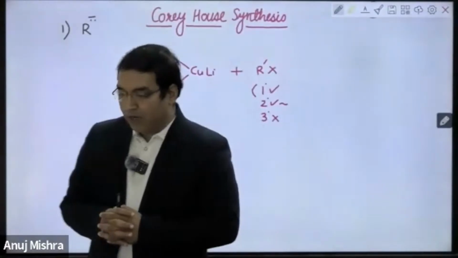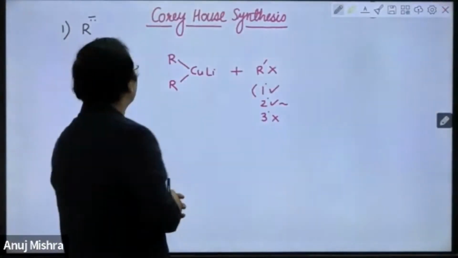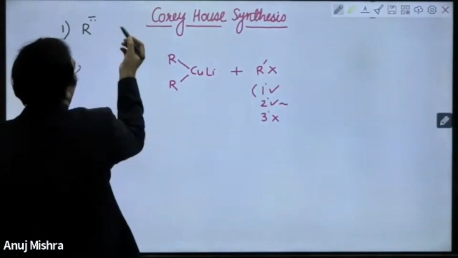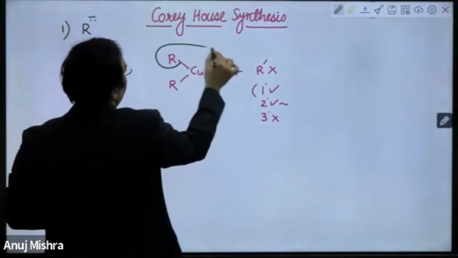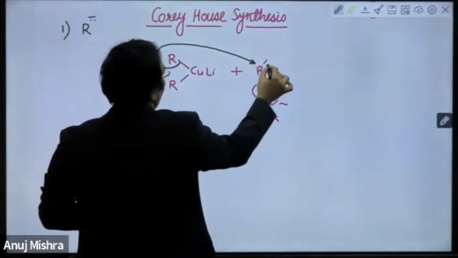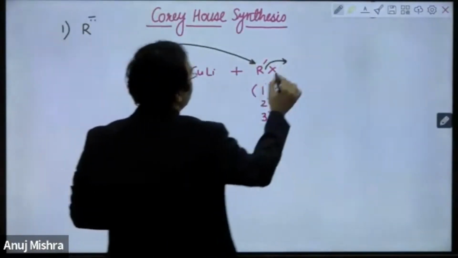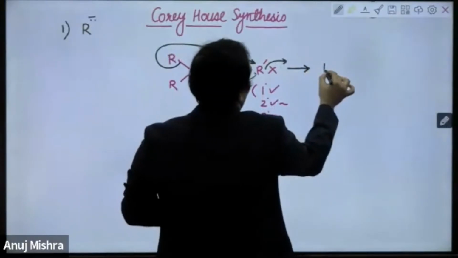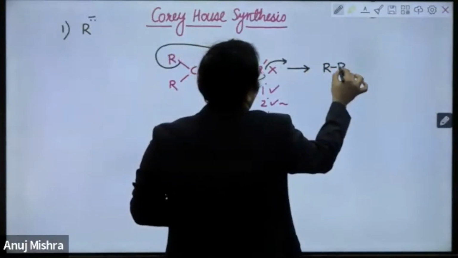Chalo. So apna likha R prime X. This is R minus. Now what normally happens with R minus? This R minus goes and attacks R prime, and this X is out. So what is the product of this? R R prime.